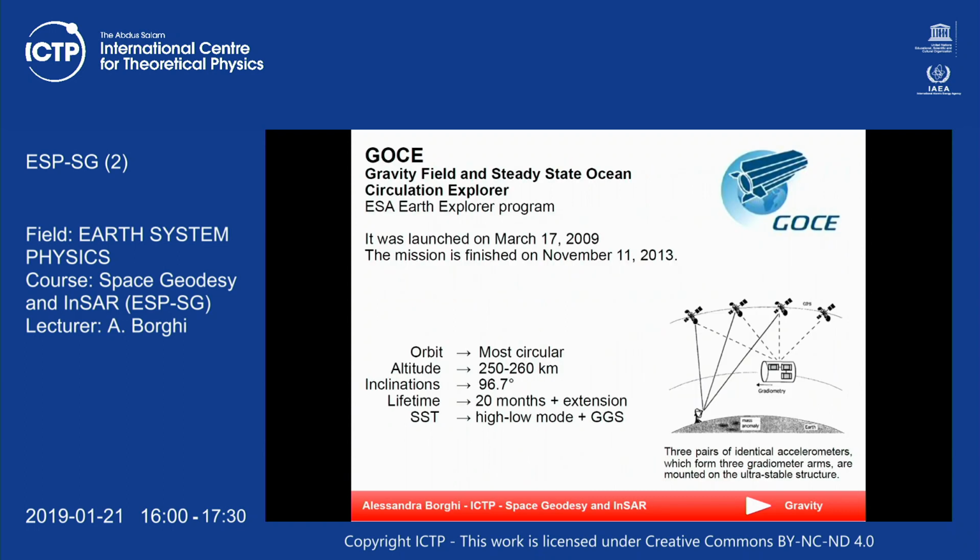Okay, to finish, GOCE, the Gravity Field and Steady-State Ocean Circulation Explorer, was an experiment of the European Space Agency, and it's a mission that is finished. They planned to do measurements from 2009 to 2030, more or less. The satellite studies the gravity field of the Earth, so not the variation. It was not the task of this mission.